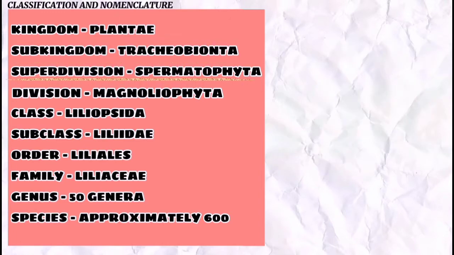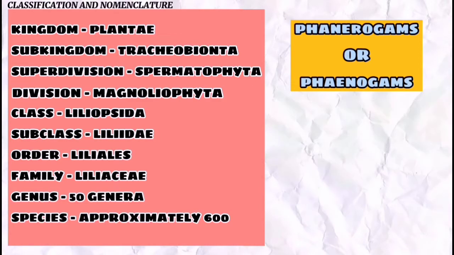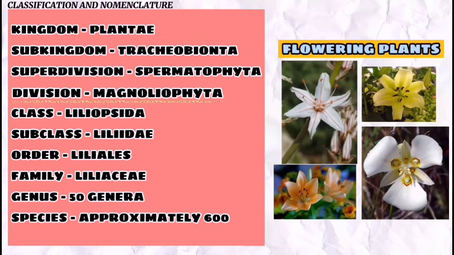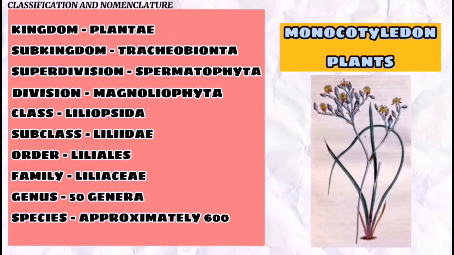Next, this family belongs to the superdivision Spermatophyta, also known as phanerogams. These are the plants that produce seeds. Next in line, this family belongs to the phylum or division Magnoliophyta, or flowering plants. This family belongs to the class Liliopsida, or monocotyledon plants.